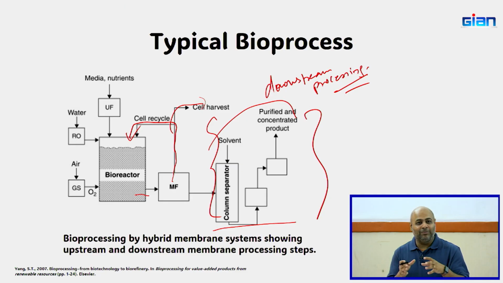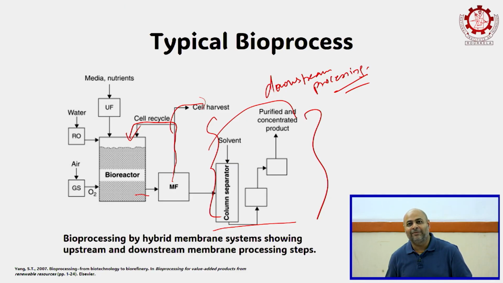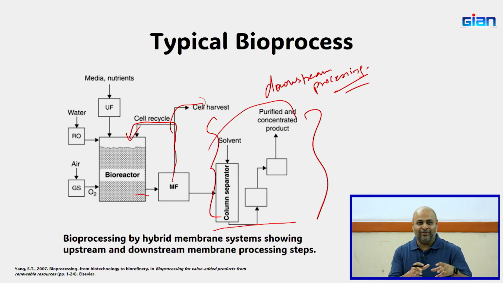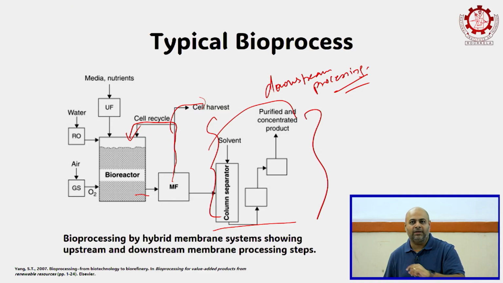So what is the best example of cell recycle in your day-to-day life? Yeah, yogurt and curd, right, at home. So you keep the culture. After you have finished the yogurt, you keep a little bit of it so that you can reuse it. So that maintains the consistency. Cell recycle allows you to maintain that consistency. Okay.